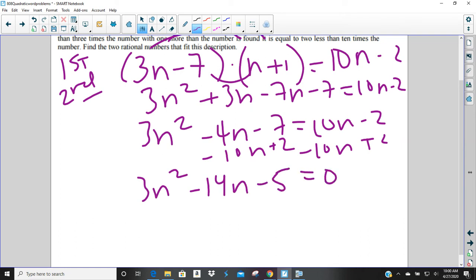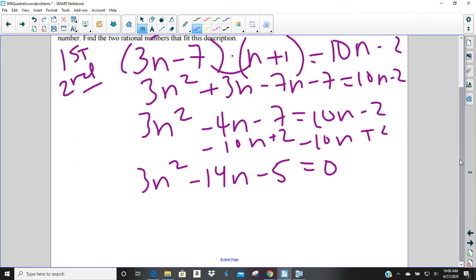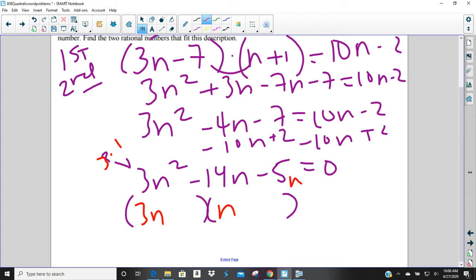So now we have 2 prime numbers that we have to factor with. So I know the first one has to be 3 times 1, 3n, and this is going to be n. And we know this one has to be either 5 times -1 or -1 times 5, but I don't know the order. Now I look at the number 14.